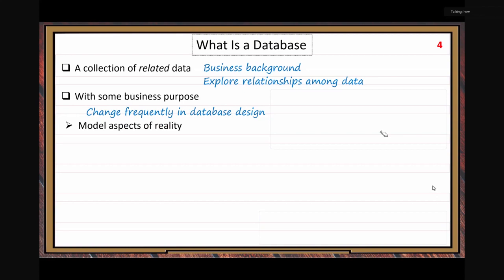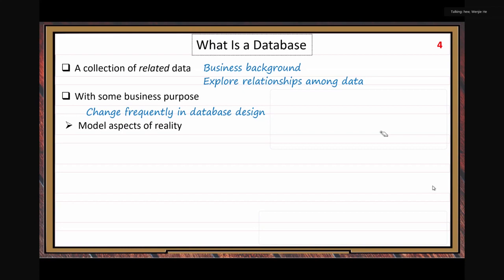Model aspects of reality. So here we are talking about the table design. When we design tables inside a database, we want to use one table to model one real-world object. Here, we are talking about a business object. So what is an object? A lot of things you can treat as an object.